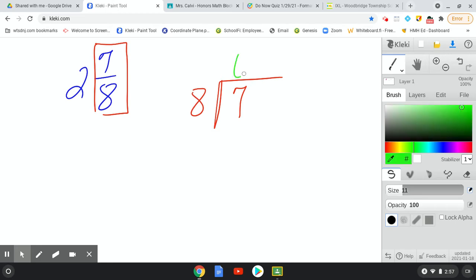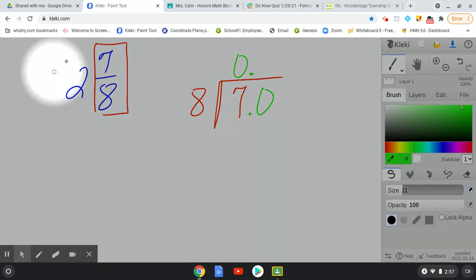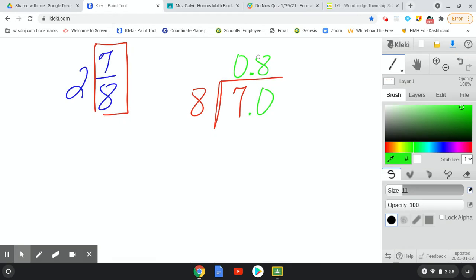8 goes into 7 0 times. I'm going to add a decimal and a 0, bring my decimal right up. Now I'm looking at 8 going into 70. How many times without going over? Well, 8 goes into 70 8 times. 8 times 8 is 64.